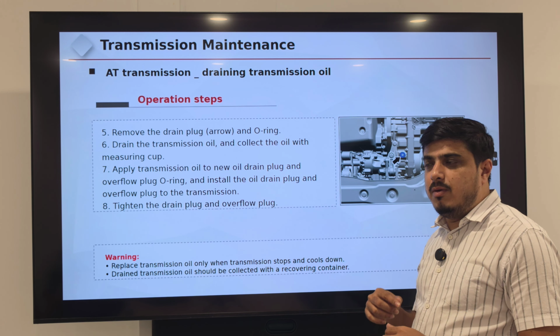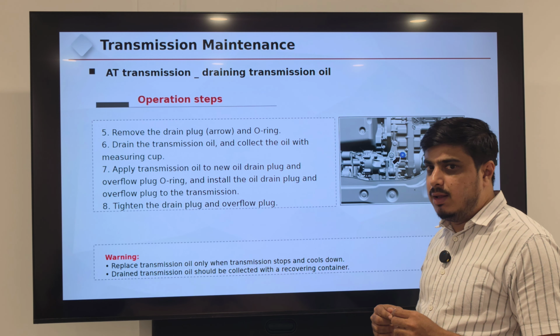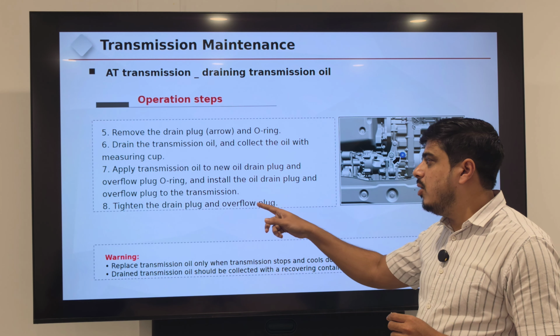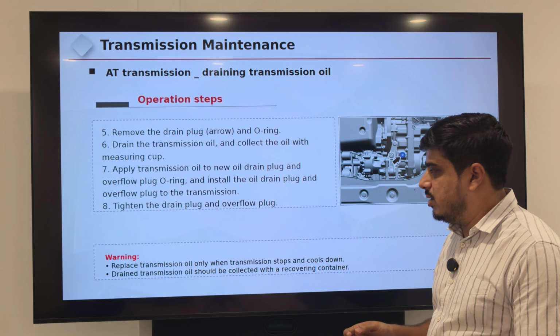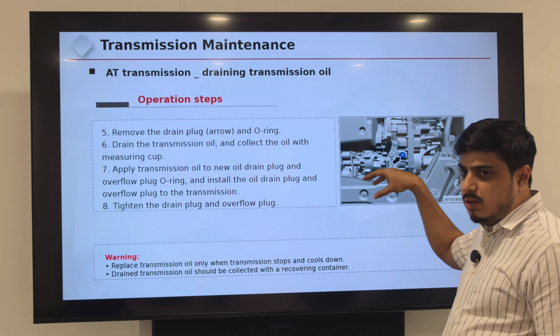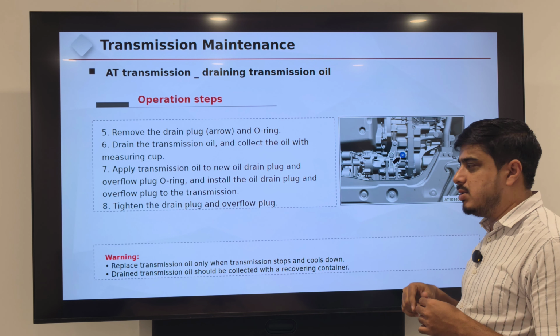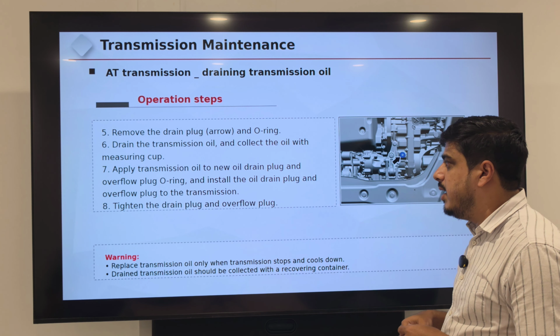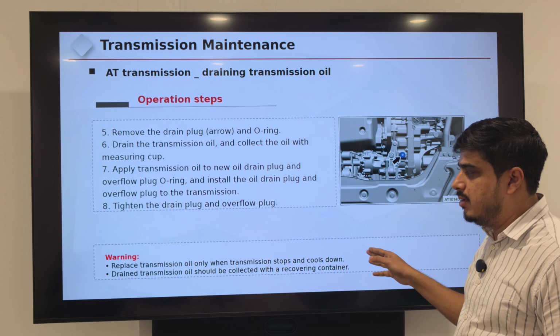Apply transmission oil to the new oil drain plug. While refitting the drain plug, apply transmission oil on it and refit the overflow plug o-ring. Install the oil drain plug and overflow plug to the transmission. You have to refit the overflow plug and drain plug both after applying the oil on both washers or o-rings. Tighten the drain plug and overflow plug back.